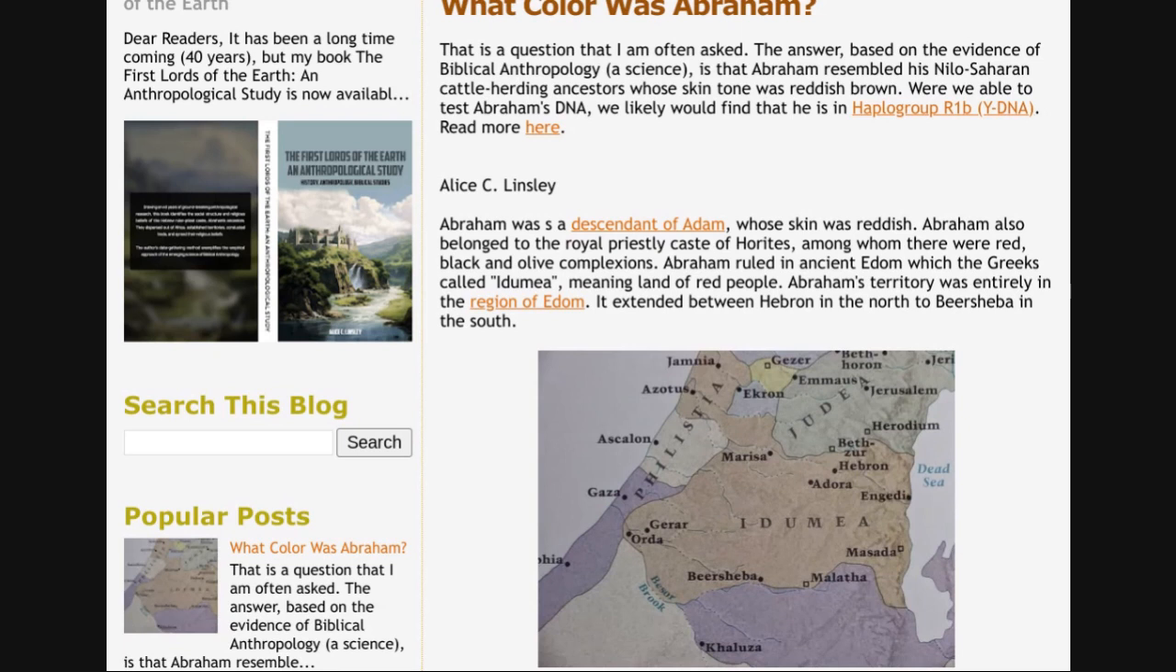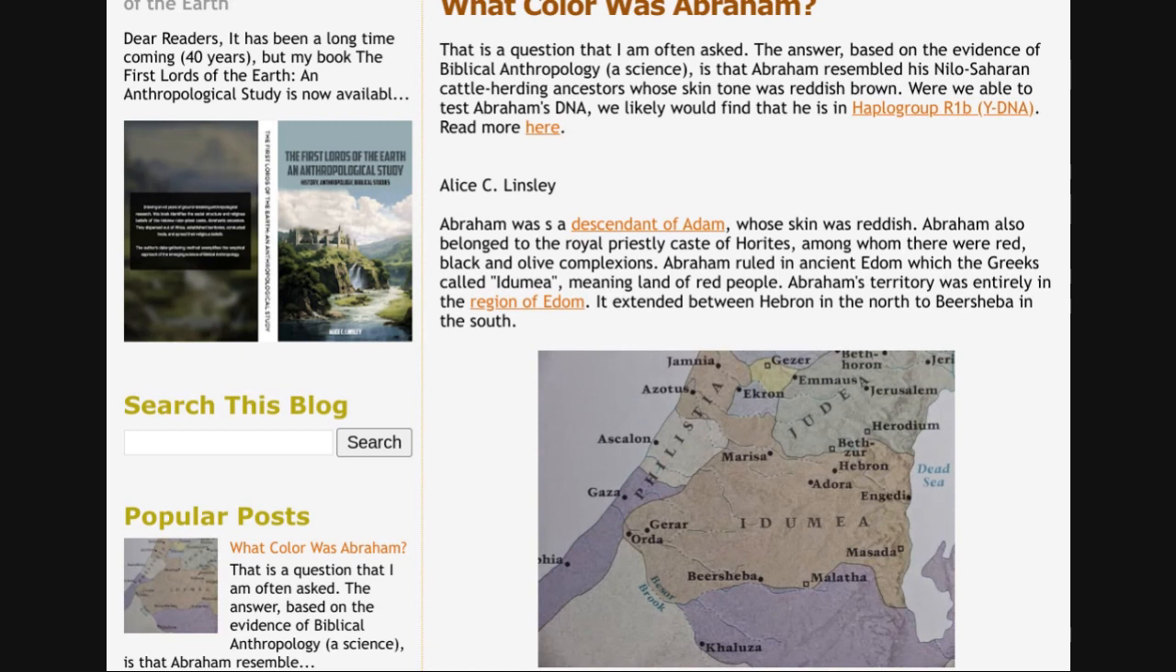I had mentioned that when I was doing the video, I meant to show a depiction of the Nilo Saharans, which is his family, his ancestor family. She says, based on all their research, this is how they depicted him. After doing all the research based on archaeology, linguistic, migration studies, climate studies, molecular genetics, and so forth, she goes on to say that Abraham resembled his Nilo Saharan cattle herding ancestor, whose skin was a dark red brown and so forth.